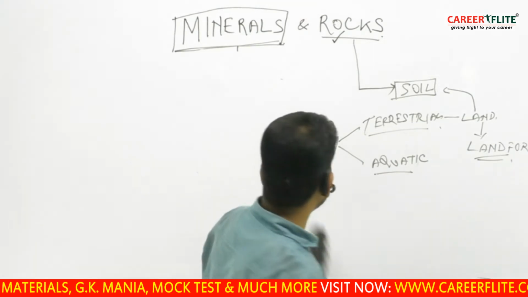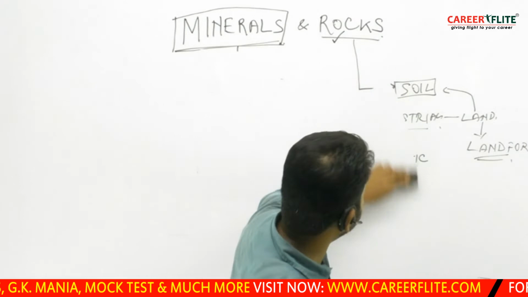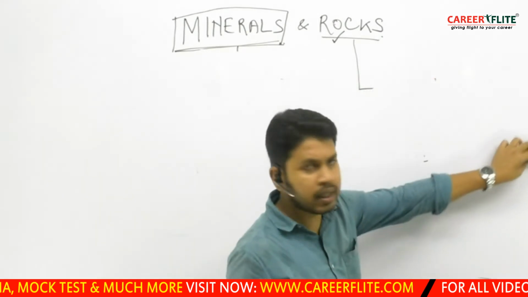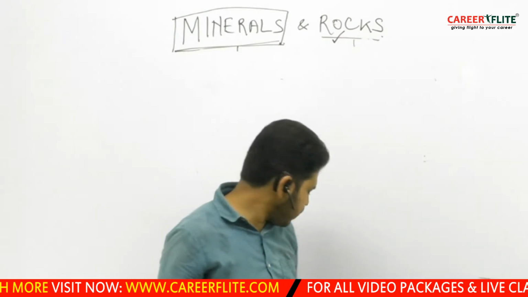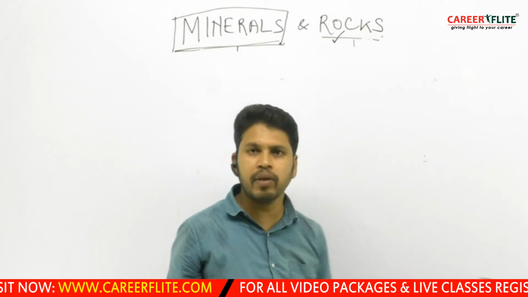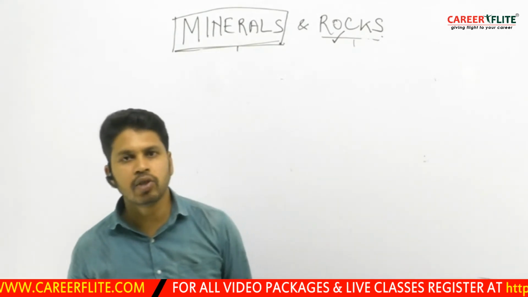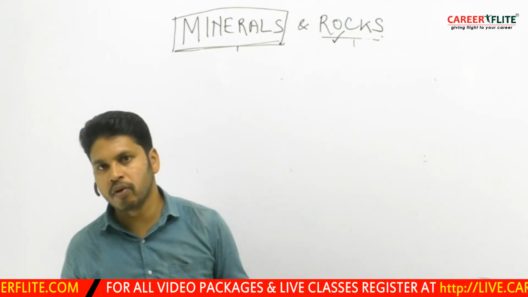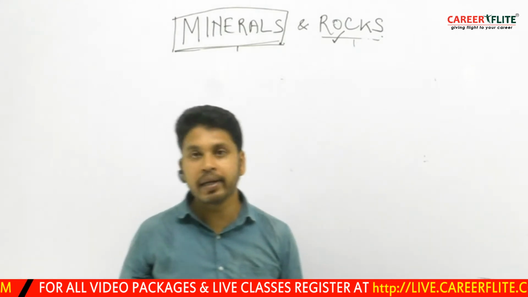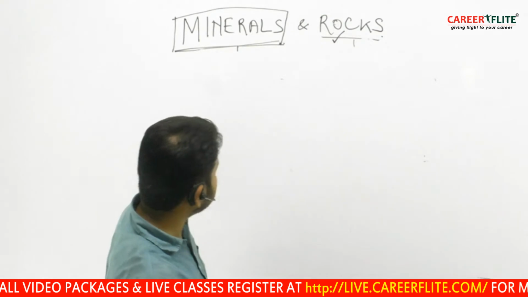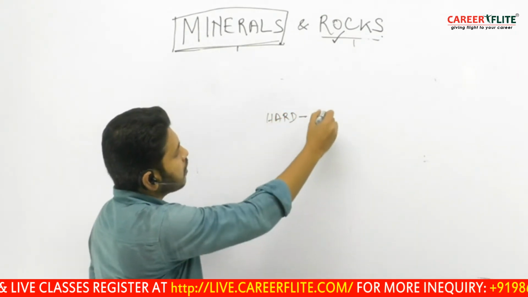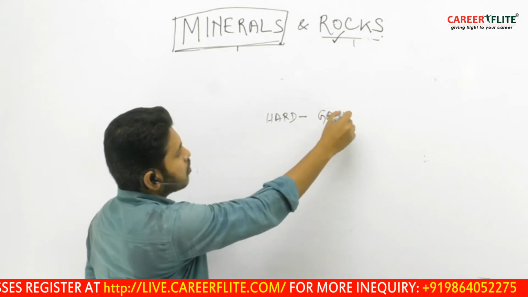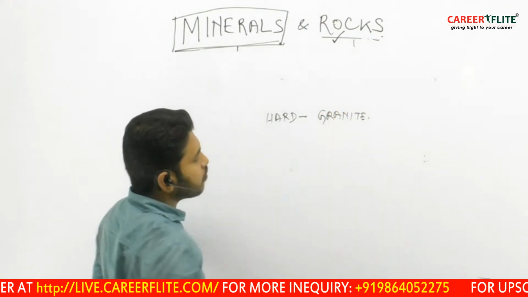Now, in rocks, we can categorize the rocks into three different parts. You can see rocks in different forms and different types. Some of the rocks may be very hard, some of the rocks may be very soft. Then again, some of the rocks may be very dark, and some may be very milky white. For example, an example of a very hard rock can be granitic rock. Granite is one of the very hard rocks.